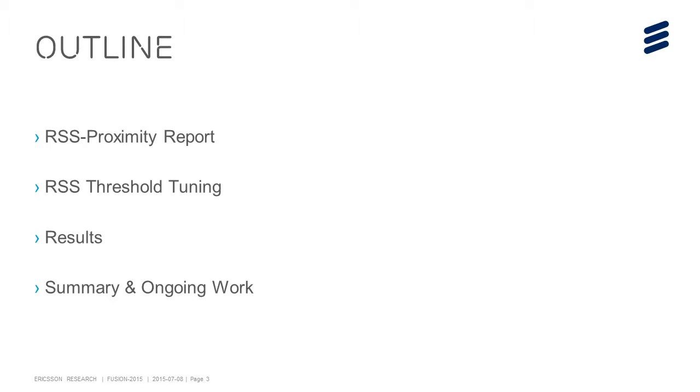So this is the outline of my presentation. First, I will briefly introduce a conventional way of obtaining a proximity report and further demonstrate the information behind. Then I will give some prerequisites for doing RSS threshold optimization, followed by some experimental results obtained for a live BLE network deployed at LinLab, Ericsson Research, Linköping, Sweden. Finally, I will conclude the talk.